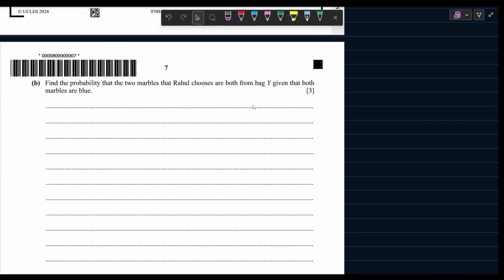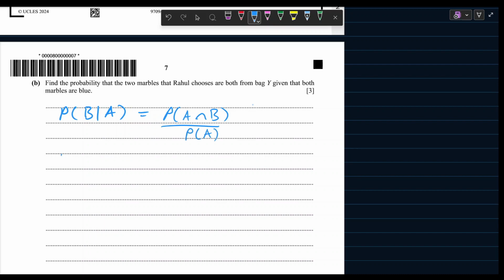Part B says find the probability that the 2 marbles that Raoul chooses are both from bag Y, given that both marbles are blue. So this is conditional probability. So the formula for conditional probability is the probability of B given A is equal to the probability of A intersection B over the probability of A.